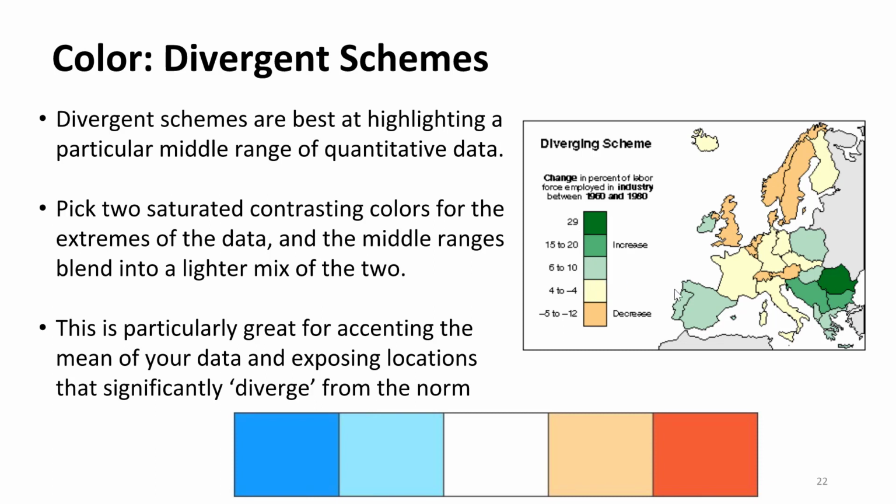And so this is really, really good, this is really great for accenting the mean of your data and exposing those locations that significantly diverge from the norm.